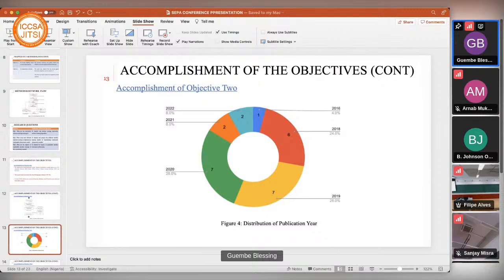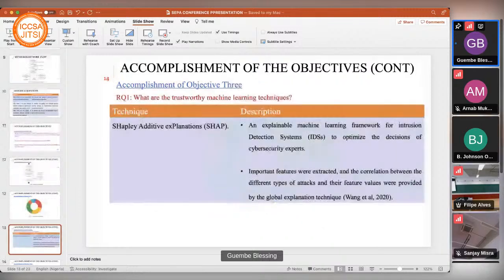work. From objective 2, we can see that 2020 and 2019 have the highest publications, which is 7 respectively, while 2022 has 2 publications because the year was early when we started this research. This shows that there is more interest in this research domain as time goes on.